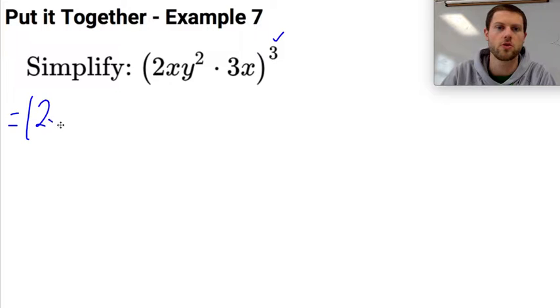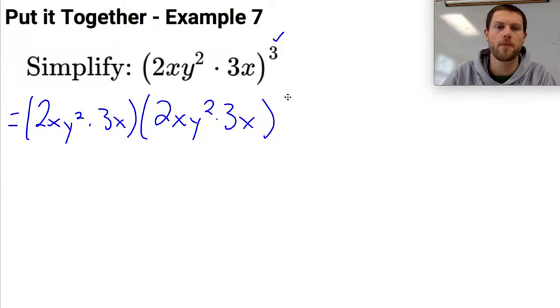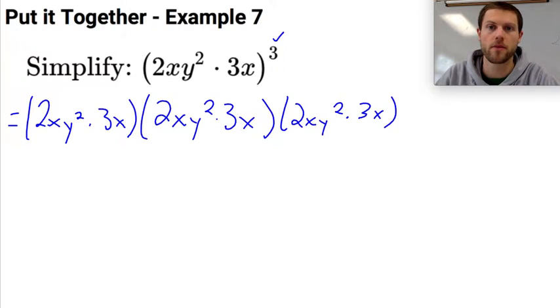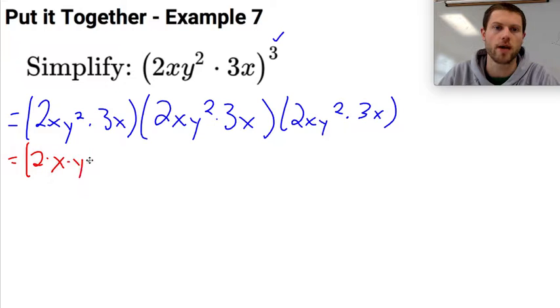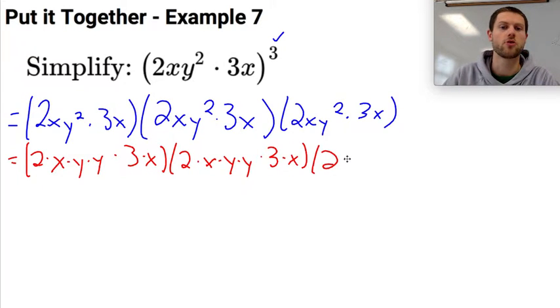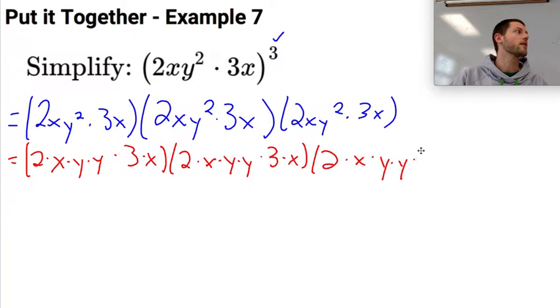So this is going to be 2xy squared times 3x times 2xy squared times 3x times 2xy squared times 3x. All right, now let's expand what's on the inside. So this is going to equal 2 times x times y times 3 times x times 2 times x times y times 3 times x times 2 times x times y times 3 times x.